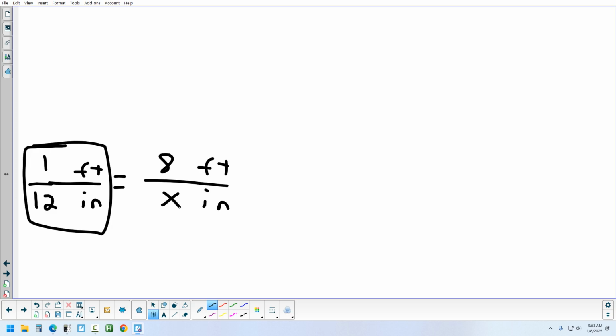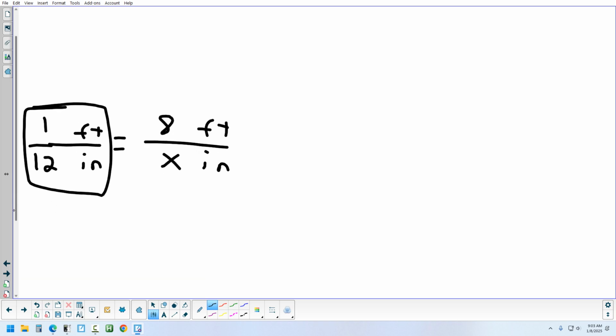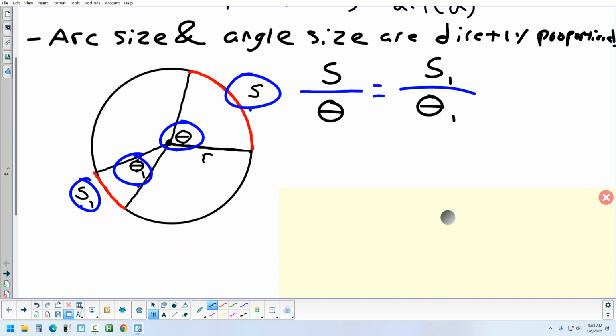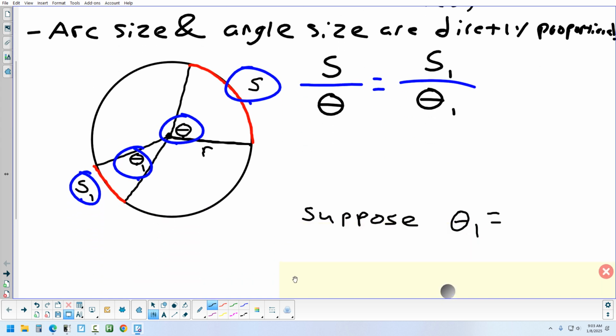Does anybody remember how you solve a proportion? Yep. Cross multiply. Yep, you would cross multiply. So I'm not really interested in solving this, but you basically just do 8 times 12 equals 1 times x. So the answer is just 8 times 12. And that would tell you how many inches are in 8 feet. Okay, but this was the whole key. We started with something we already knew to be true. Okay. And we got to do the same thing here. We have to start with something that we know is true.